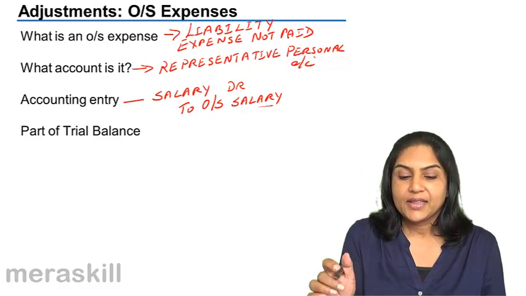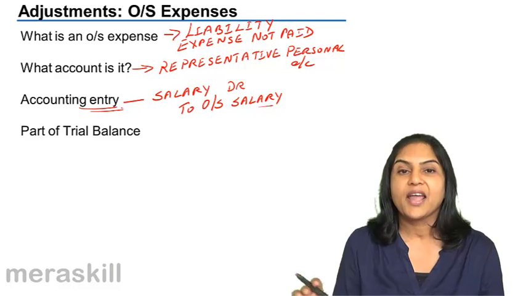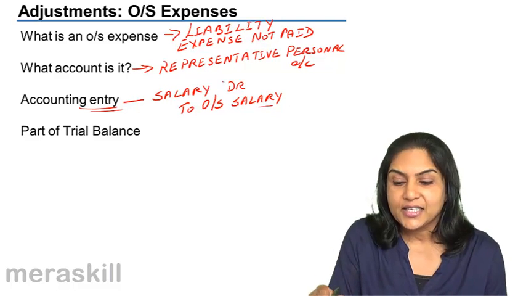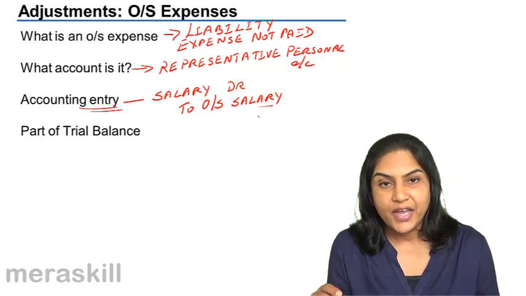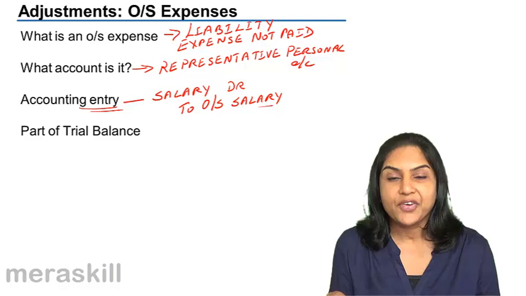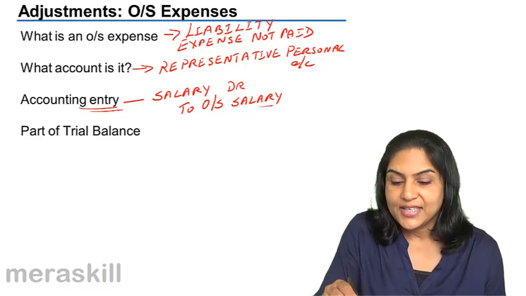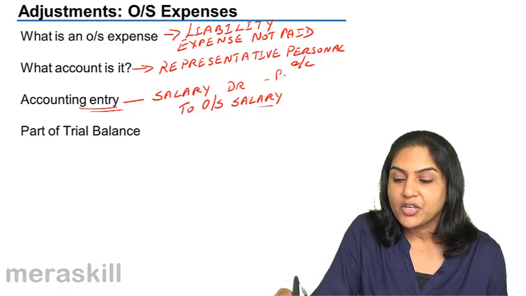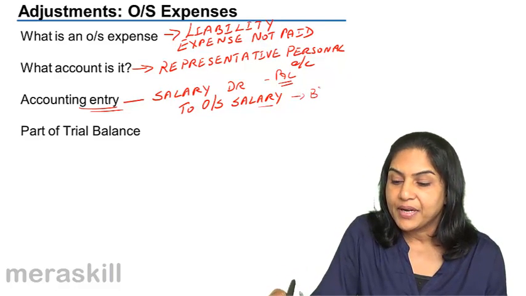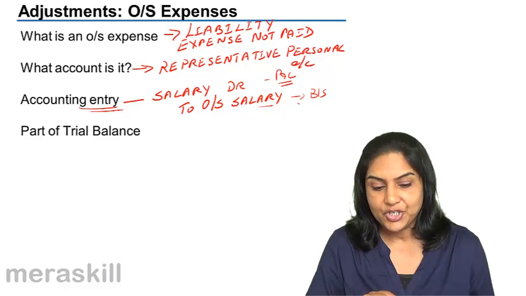Now, normally this appears as an adjustment entry after the trial balance has been prepared. The accountant might have realized that this particular salary is outstanding, and therefore we now pass, outside the trial balance, an entry salary debit to outstanding salary. As a result of passing this entry, the salaries account in the profit and loss account will increase, and the outstanding salary account is a liability and would therefore be taken to the liability side of the balance sheet.